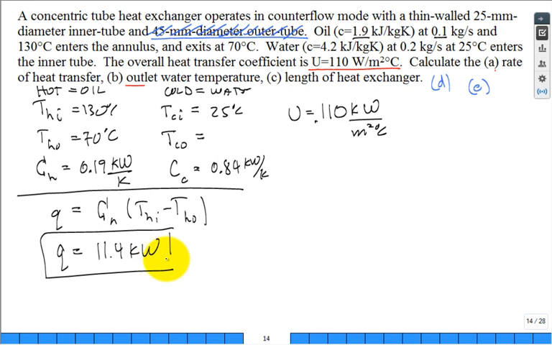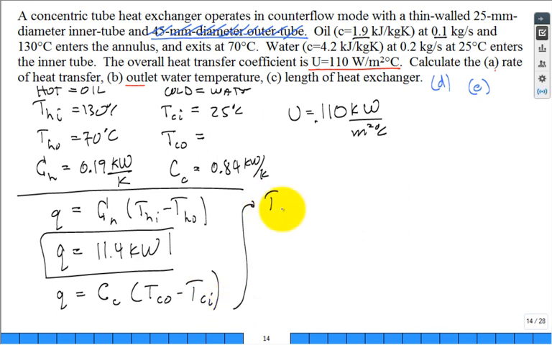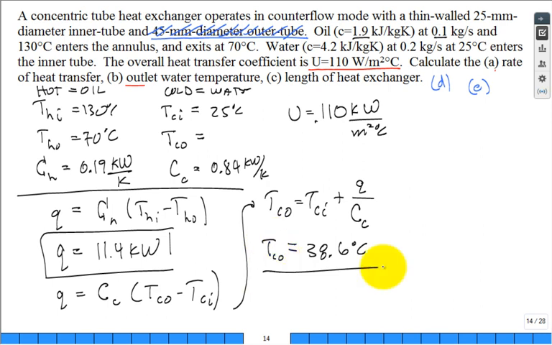Okay. Now, outlet water temperature. You go to the energy balance for the cold fluid, temperature cold out minus temperature cold in. You rewrite it in terms of temperature cold out is equal to temperature cold in plus Q divided by the heat capacity rate of the cold. You substitute numbers, and you find this comes out at 38.6 degrees C, temperature cold out.